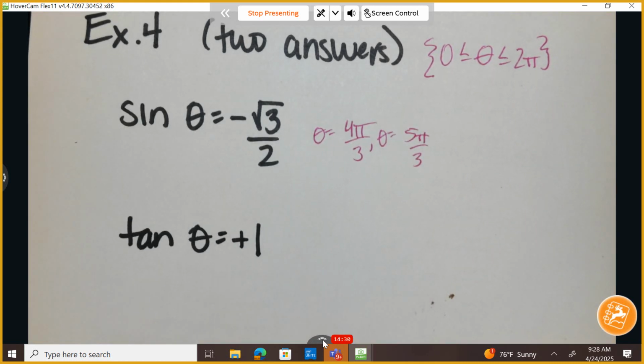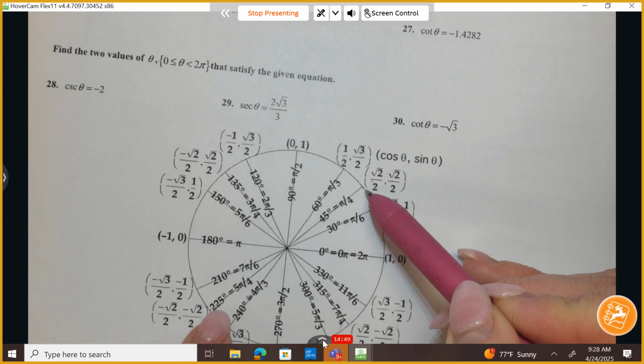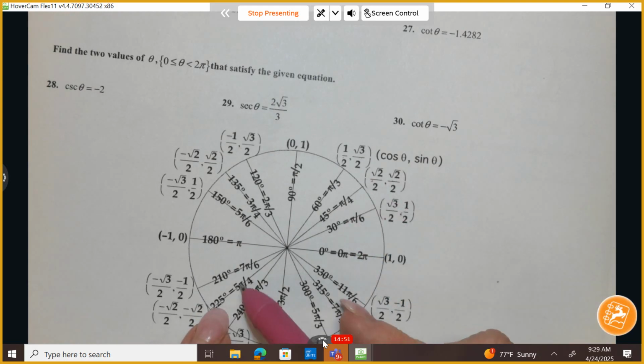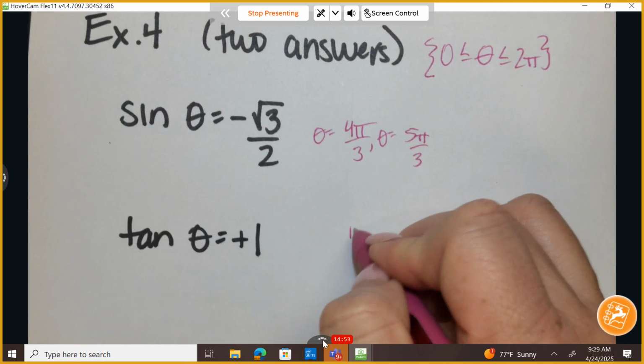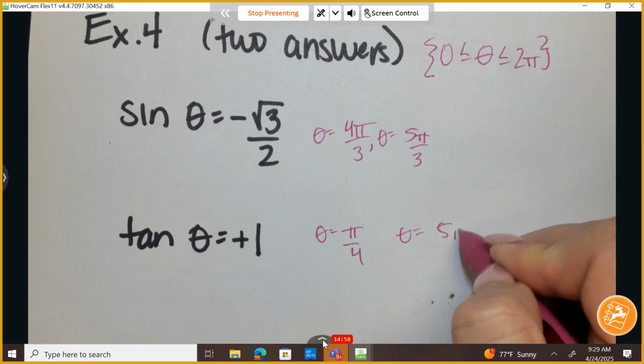Let's do this one. I'm going to give you 10 seconds to write down which positions on the unit circle from 0 to 2 pi satisfy this equation. Positive 1 is the key. In the previous learning objective, we already identified these two positions at pi over 4 and 5 pi over 4. So pi over 4, I believe, is one answer, and also 5 pi over 4.